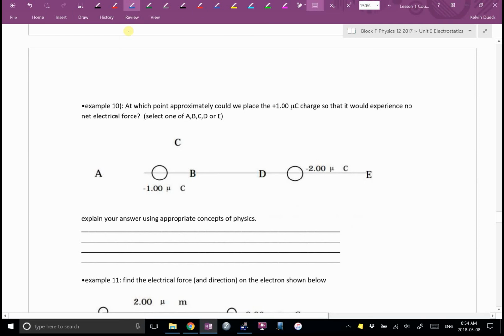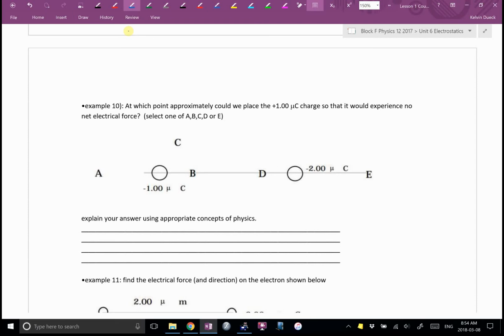Here's a nice thought puzzle. At which point, approximately, could we place a positive 1 microcoulomb charge so that it would experience no net electrical force? Hey, this is a little bit like the bonus question on your test. Where between the Earth and the Moon would there be no net gravity? Let's see if we can figure this out.